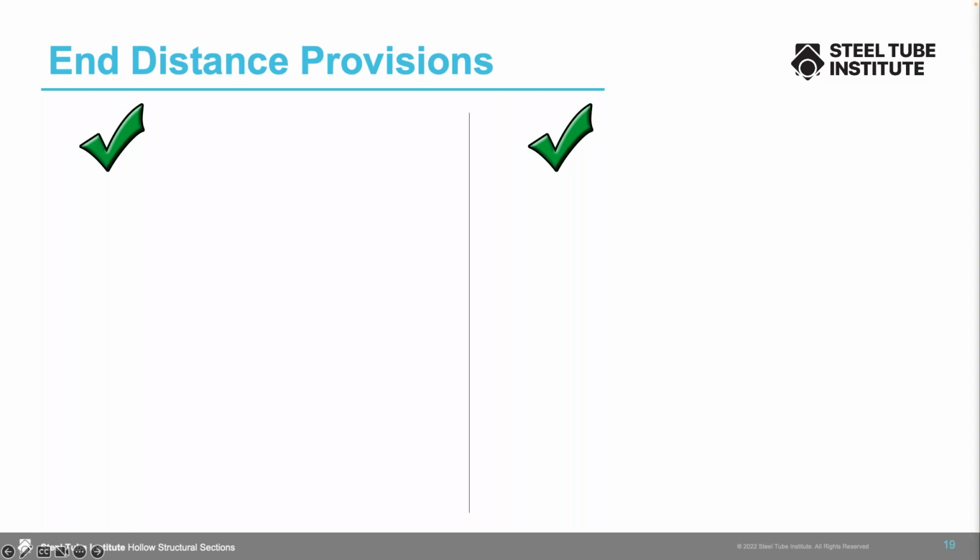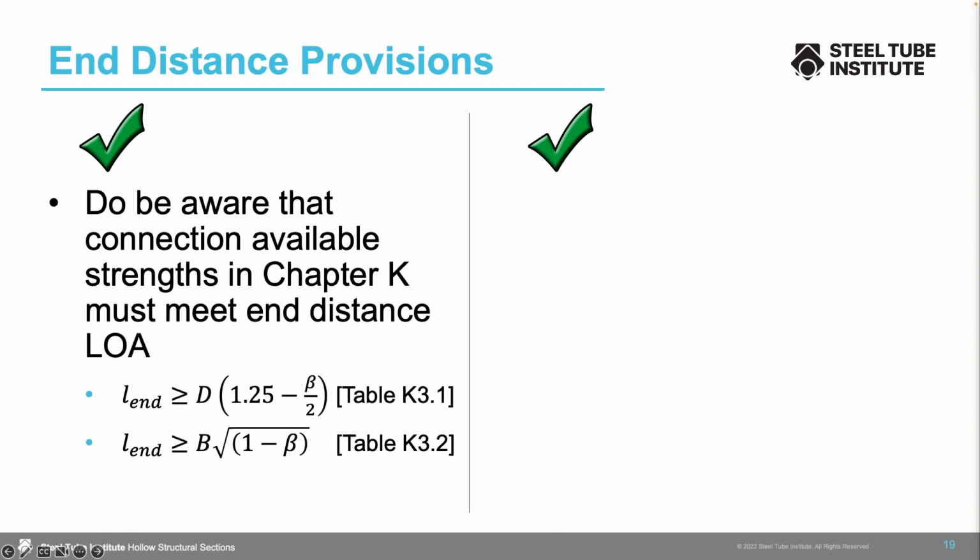One of the limits of applicability is end distance. So we will talk a little bit now about end distance provisions. When a connection is near the end of an HSS member, there may not be adequate length to develop a traditional yield line pattern, and that means that the joint may not be able to develop its full connection capacity. So do be aware that connection available strengths in Chapter K must meet end distance limits of applicability.